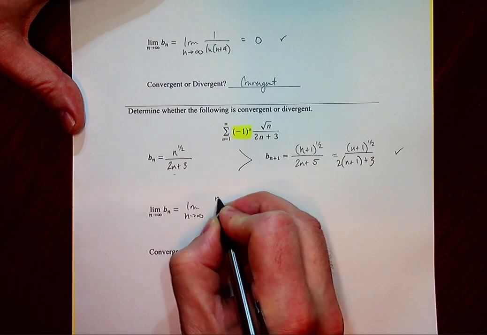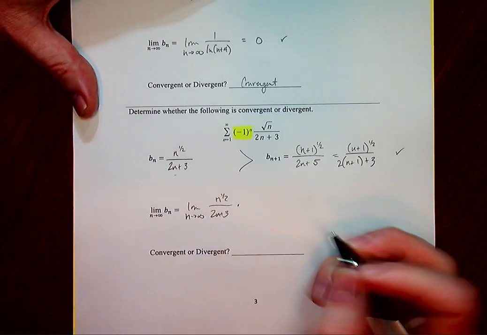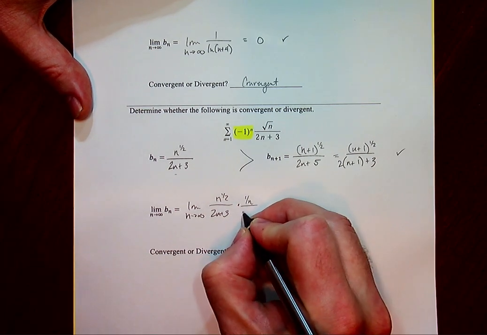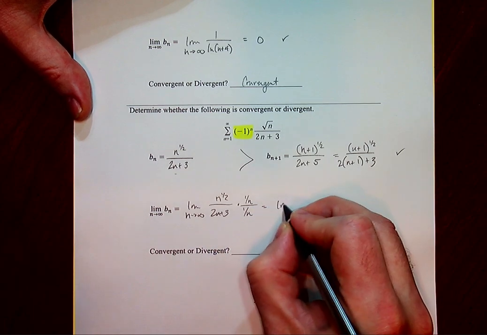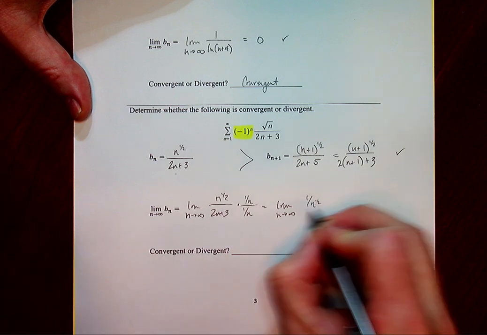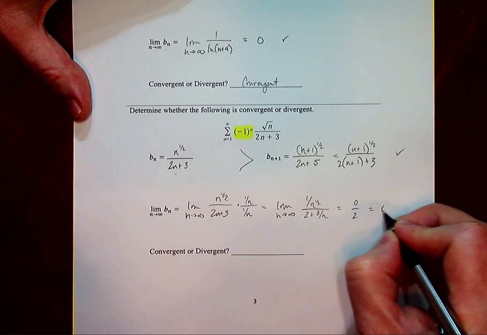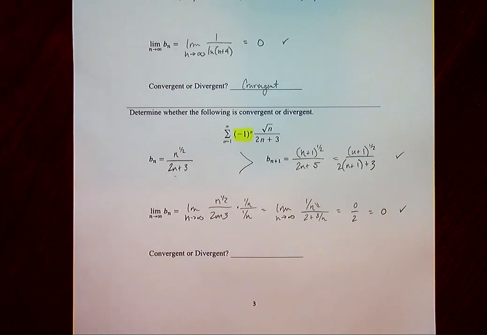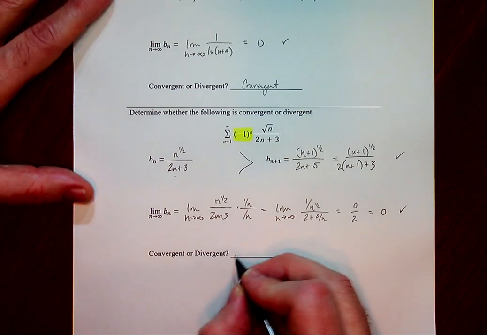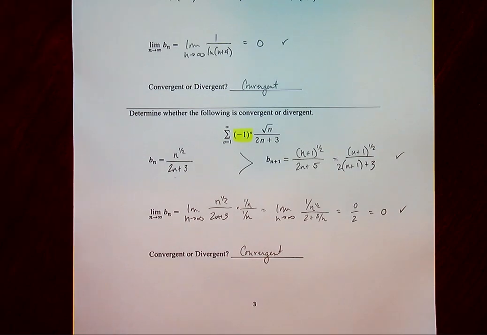And of course, we've done this kind of limit before. This becomes n to the 1/2 over 2n plus 3. Now, if we wanted to be real sticklers about this, we would do it by limits at infinity, and we would get 1 over n to the 1/2, 2 plus 3 over n, and that's going to be 0 over 2, or 0. The limit of that b sub n goes to 0 as n goes to infinity. Both of the conditions check off, so it is convergent. Alrighty, let's do another one.